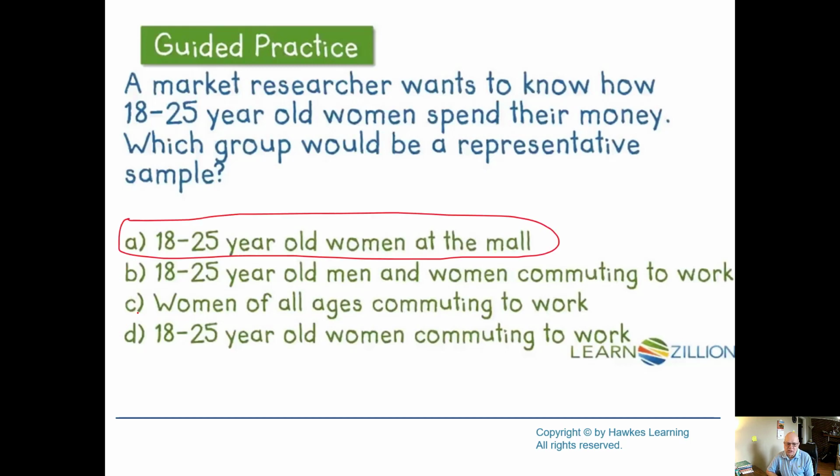You should have chosen A, 18 to 25-year-old women at the mall. Part B is men and women. We don't care about the men in this particular study. C, women of all ages? No, we don't want all ages. We only want 18 to 25. Part D, why didn't we choose that? Well, it's women commuting to work, not all women 18 to 25, so that was out. So A was a good answer. Hope you got it.